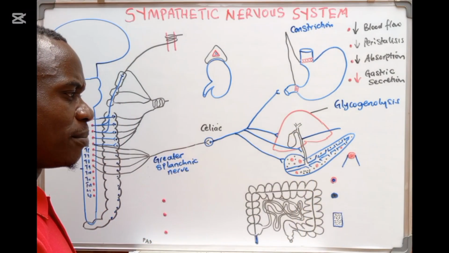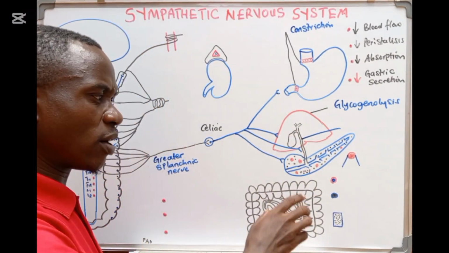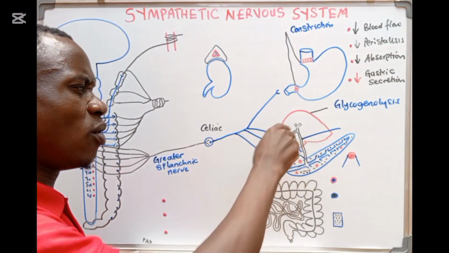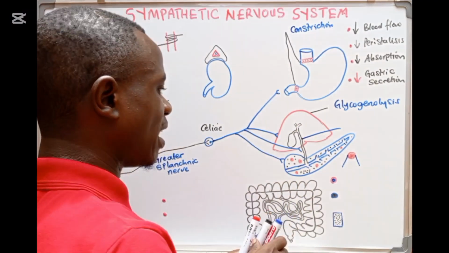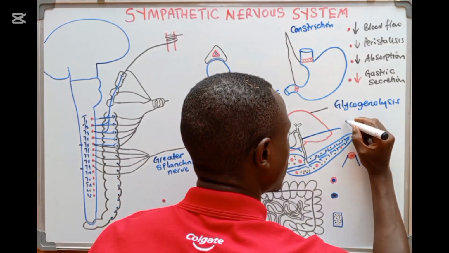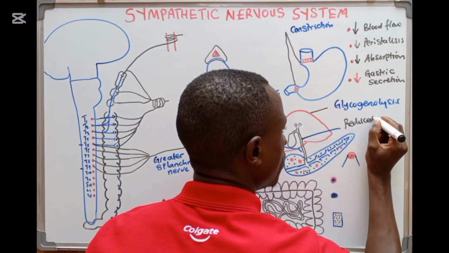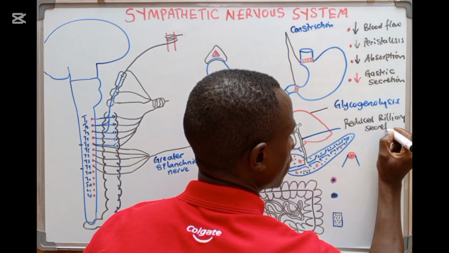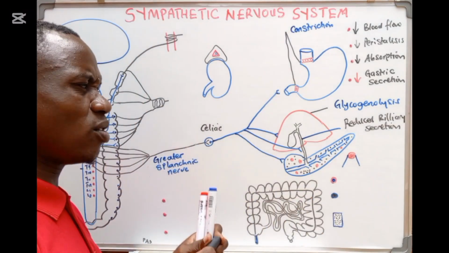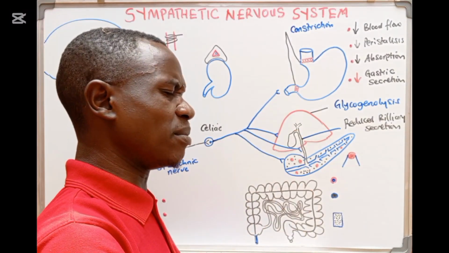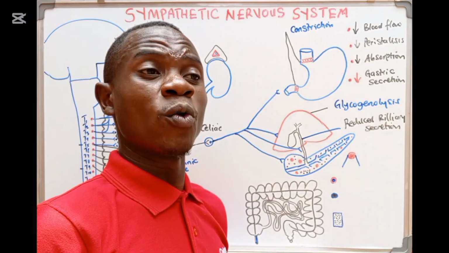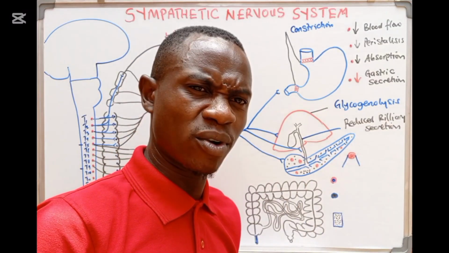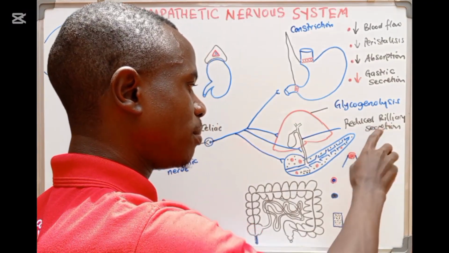How about the biliary system? The biliary system provides us the bile, which aids in emulsification of fats. But because digestion is slowed down, we don't need more biliary secretions. So you're going to have reduced biliary secretion. We don't want to digest at this moment, because we want to get a lot of energy so that we can run away. That's why we have to reduce the biliary secretions.